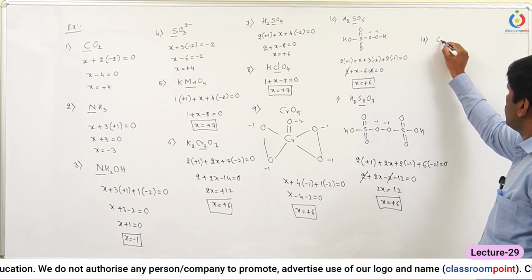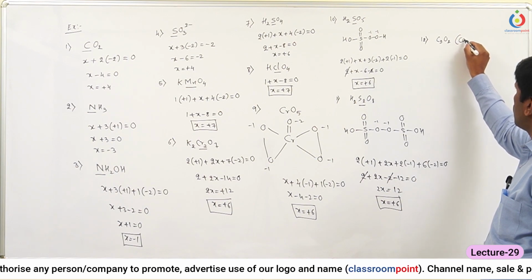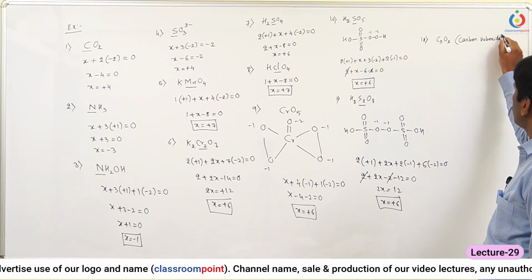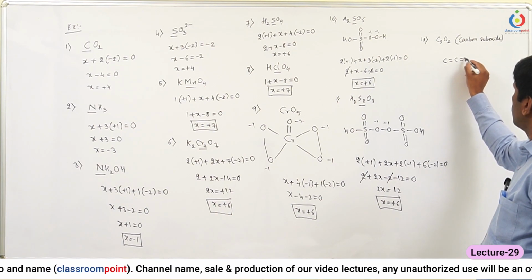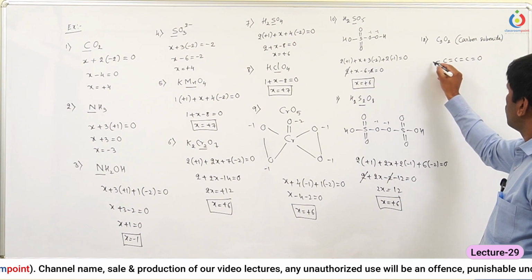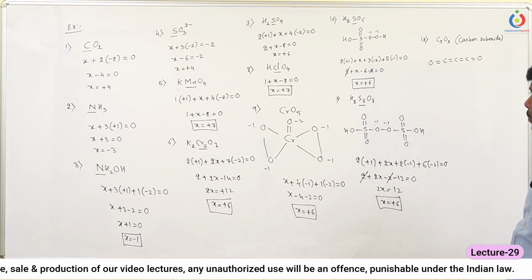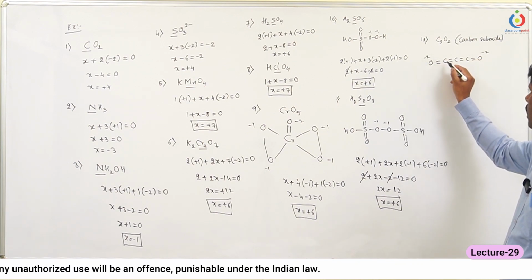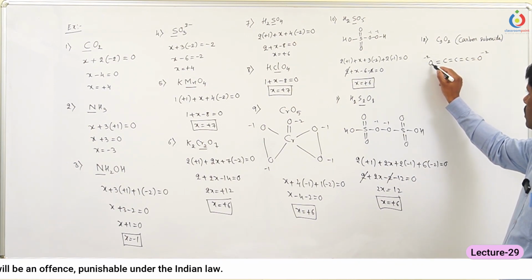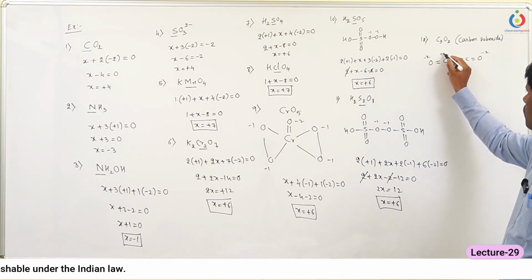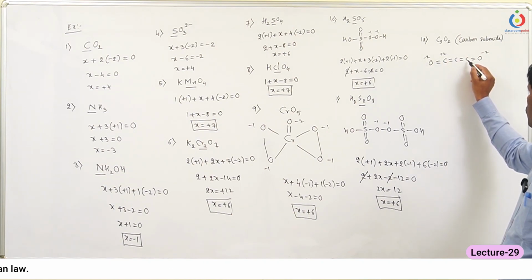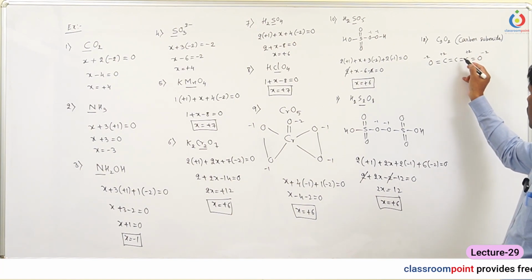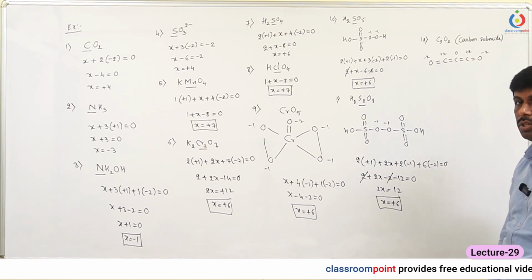Now let us see C3O2, that is called carbon suboxide. In C3O2, if you calculate the individual oxidation states, oxygen gets minus 2 oxidation state. These 2 carbons are connected to oxygen, which is more electronegative, while carbon is less electronegative, so plus 2. Here also this is more electronegative, this is less electronegative, plus 2. But this carbon is connected only to carbon, so it gets the 0 oxidation state.